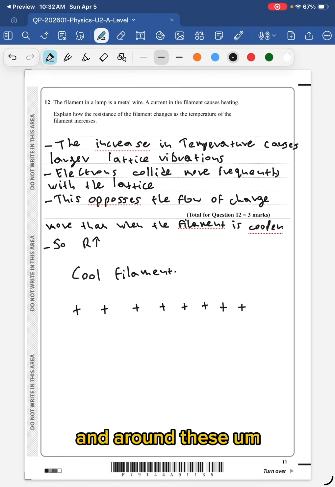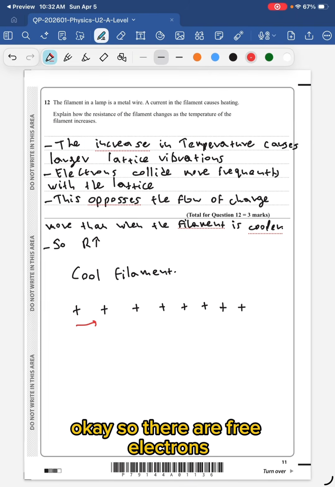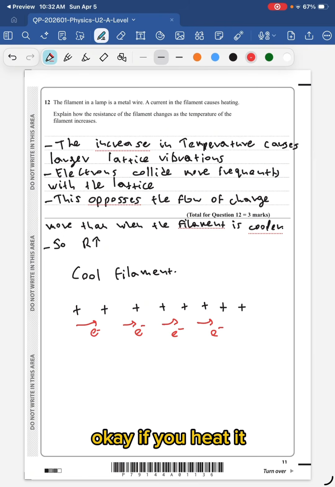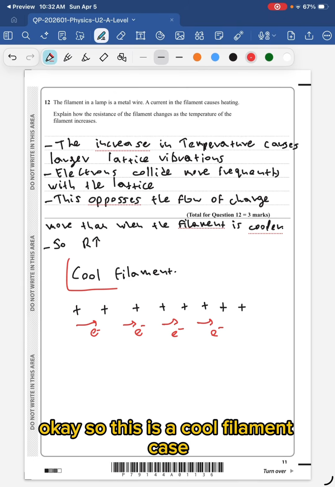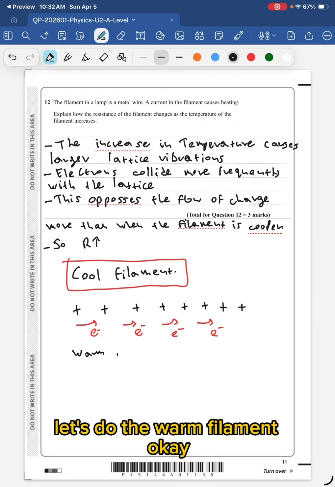And around these ions, there are electrons flowing, okay? So there are free electrons. This is a property of metals, and they flow, okay? If you heat it, so this is a cool filament case. Let's do the warm filament, okay?